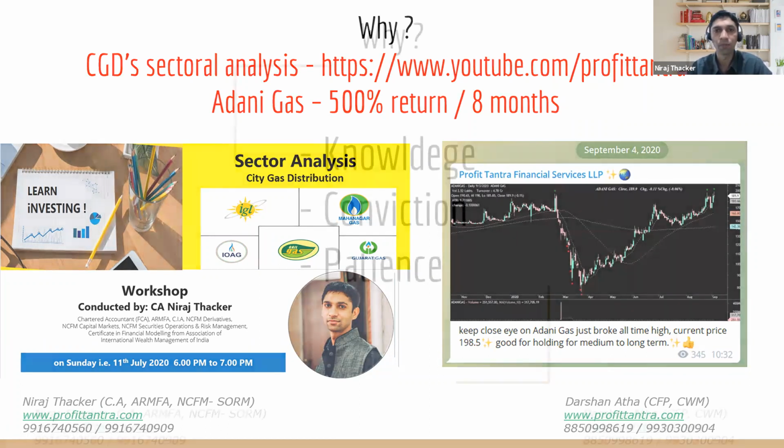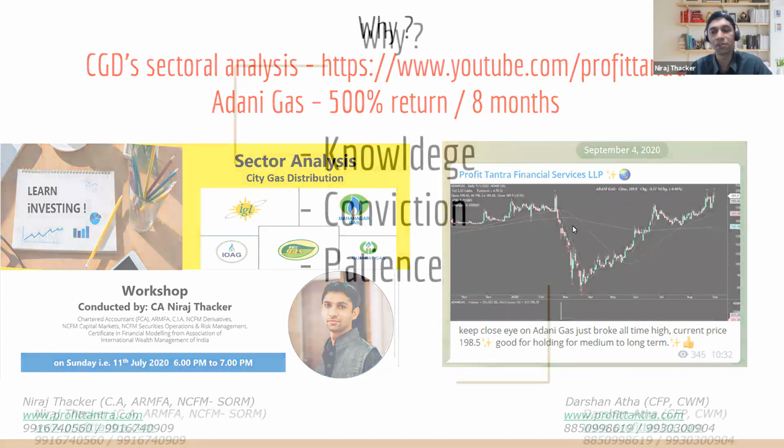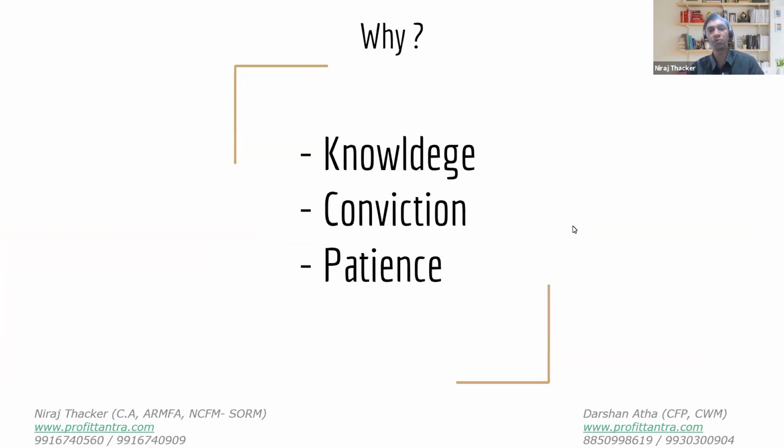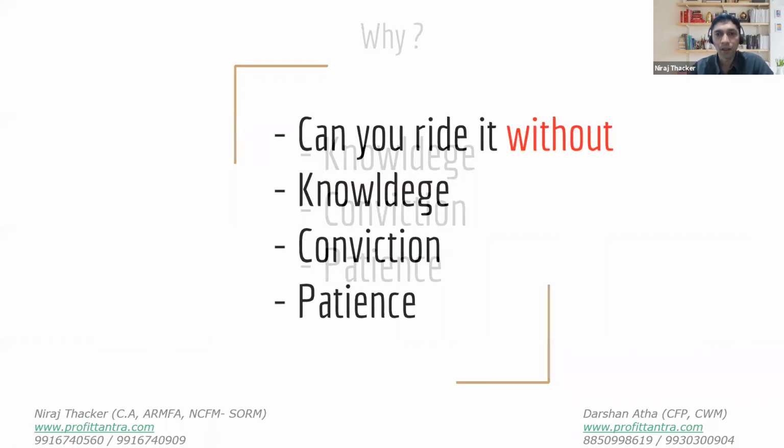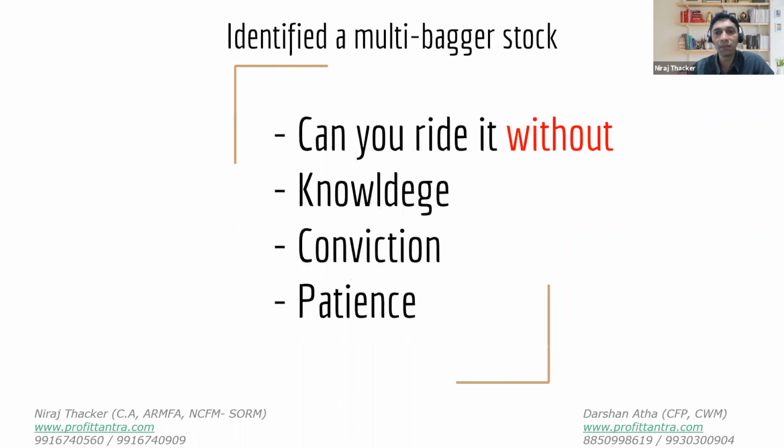Now why? Knowledge, conviction, and patience. Even if you are doing technical, you should have knowledge, conviction, and patience, because only then will you be able to ride the rally. All three things are important, because you cannot ride the trend without them. Once you have identified the multibagger, if you don't have the conviction, you will not be able to hold. So it is very important that you have all three components in your analysis.